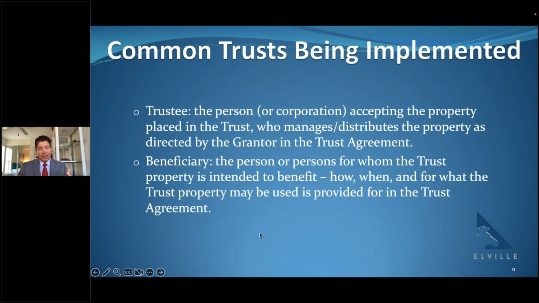Now, again, being redundant, just make sure that we've got these concepts. The trustee is the person who is accepting the trust property and agrees to manage the trust property for the grantor, as directed by the grantor in the trust agreement, and as directed by the grantor in what? A further letter of wishes. A letter of wishes. So remember that.